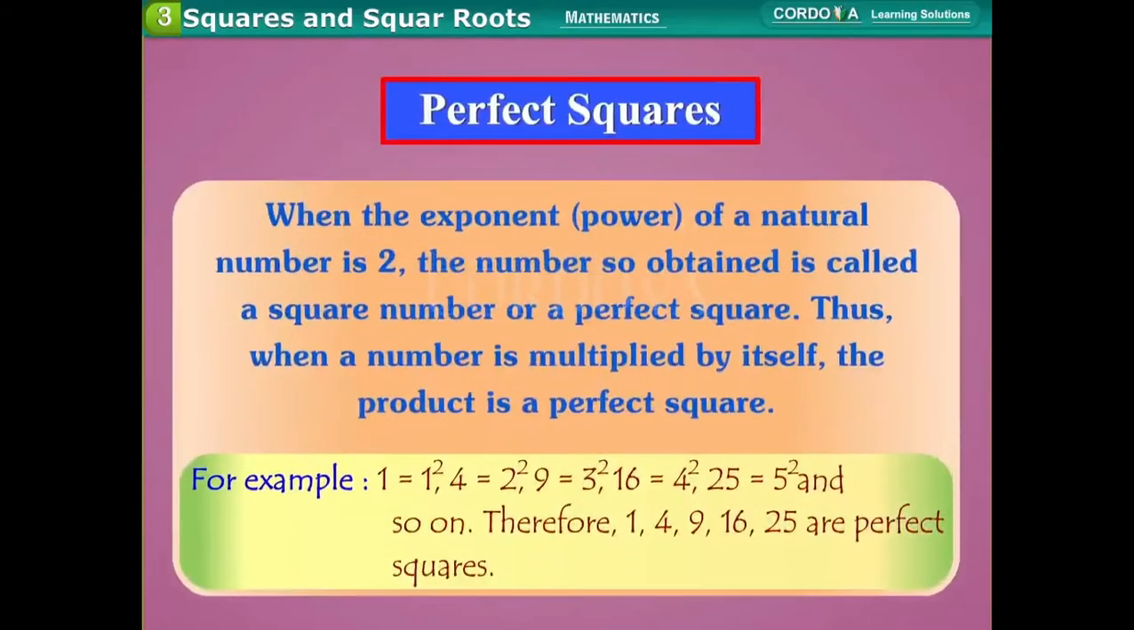Perfect squares. When the exponent power of a natural number is 2, the number so obtained is called a square number or a perfect square. Thus, when a number is multiplied by itself, the product is a perfect square. For example, 1 is equal to 1 squared, 4 is equal to 2 squared, 9 is equal to 3 squared, 16 is equal to 4 squared, 25 is equal to 5 squared, and so on. Therefore, 1, 4, 9, 16, 25 are perfect squares.